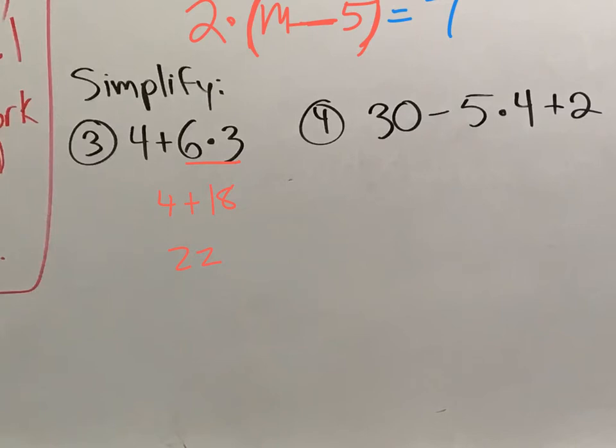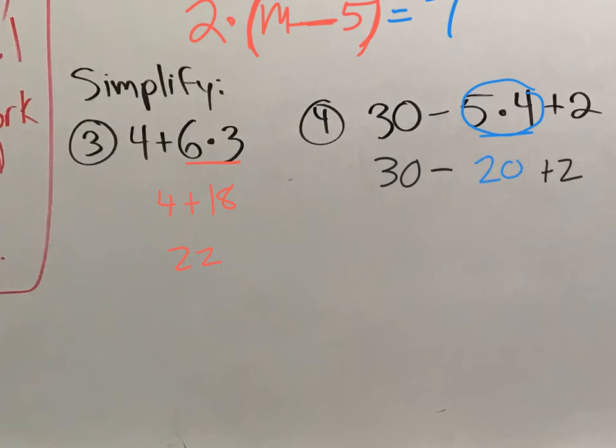Number 4, we have subtraction, multiplication, addition. I'm going to multiply first. I'm just going to multiply 5 times 4, and I'm going to bring down everything. In other words, I'm bringing down the 30 and the minus sign and the plus 2 at the very end.